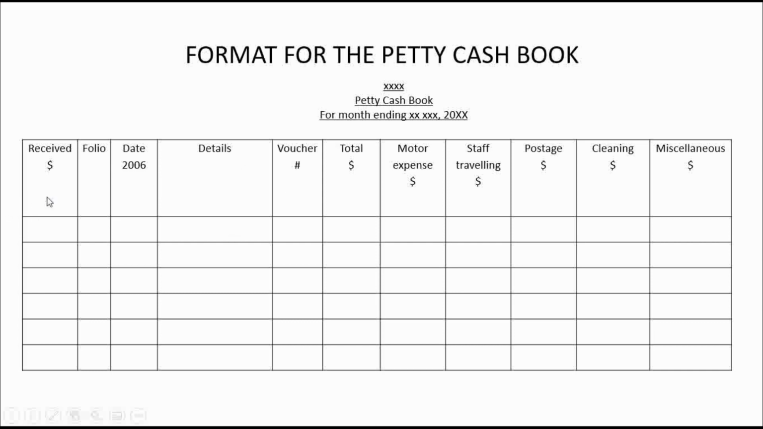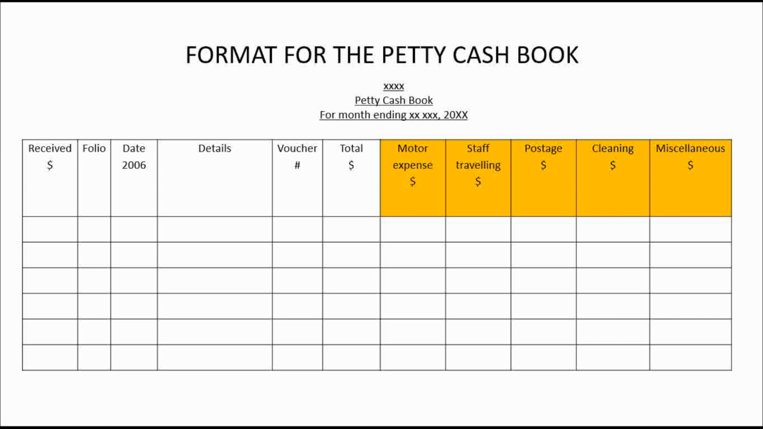The prescribed format has a received column, which will record all the money that is received by the petty cashier, the folio column, the date on which the petty voucher was issued, the detail for what the cash was issued, the voucher number that relates to the voucher that was issued, the total money issued, and then here we have our expenses columns. Now this column will all depend upon what type of expense was done within the month.